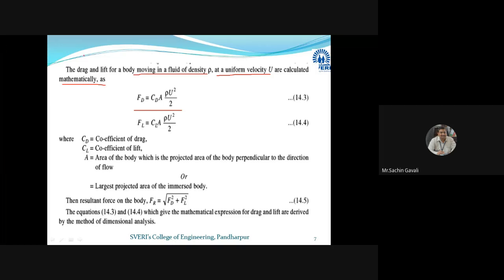Drag force FD is equal to CD A rho U square divided by 2. And FL is equal to CL A rho U square divided by 2. So this formula everybody has to remember.